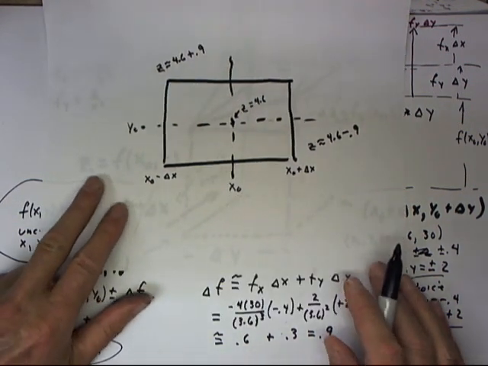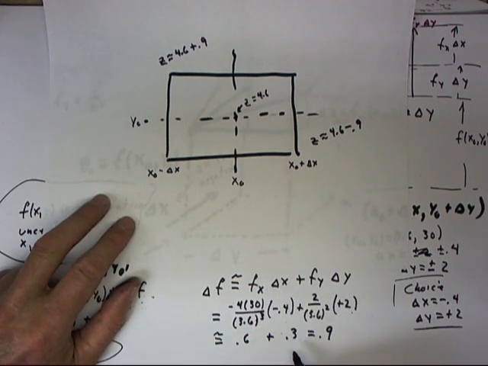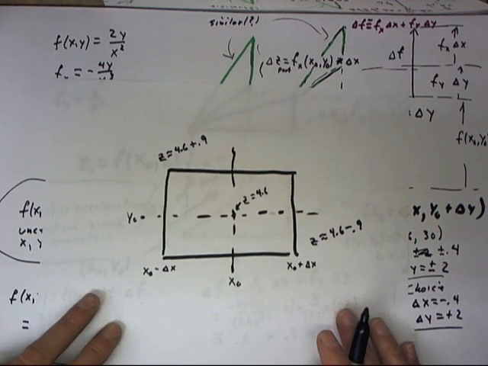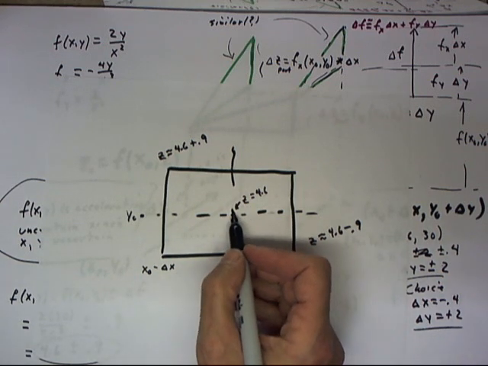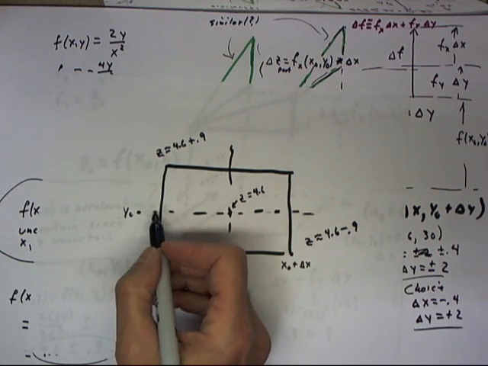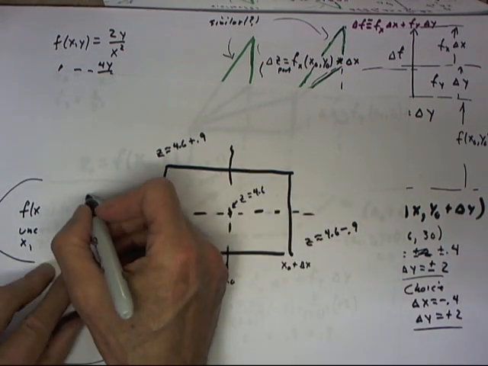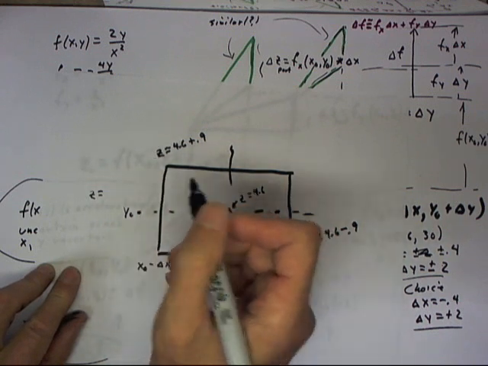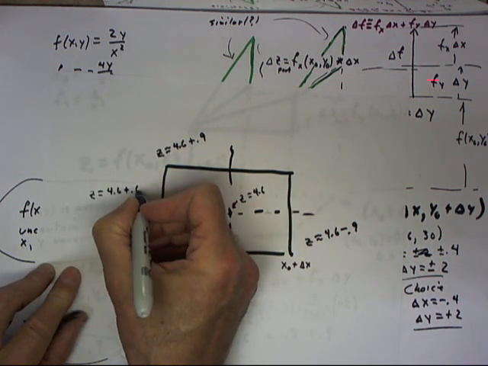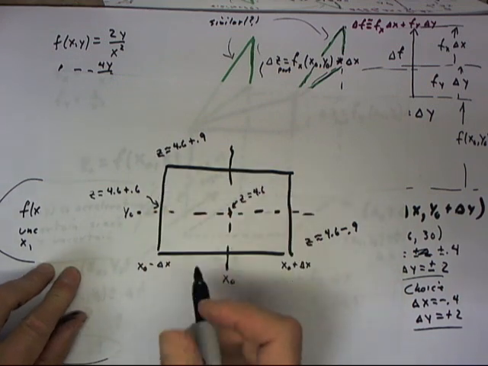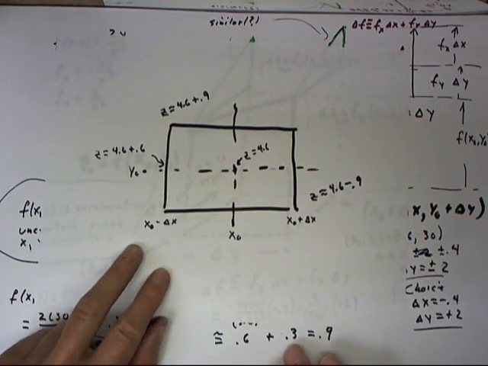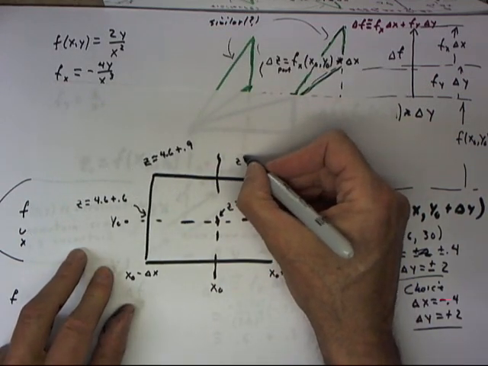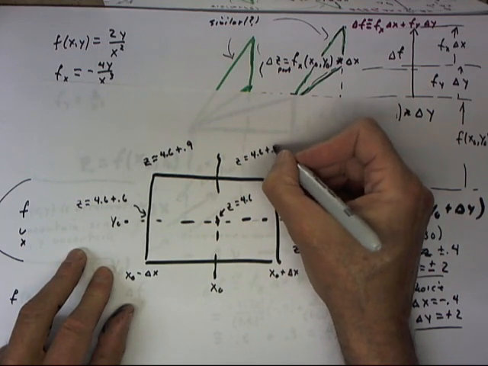Recalling our calculation, recalling that the 0.6 was our fx delta x and 0.3 was our fy delta y, for a delta x of negative 0.4, delta y plus 0.2, we would have z value 4.6 here, moving in the negative x direction. That increases by 0.6, so we would expect at this point for z to equal 4.6 plus 0.6. And if we move in the y direction, we expect the change to be 0.3. So we would expect at this point that z would be about 4.6 plus 0.3.